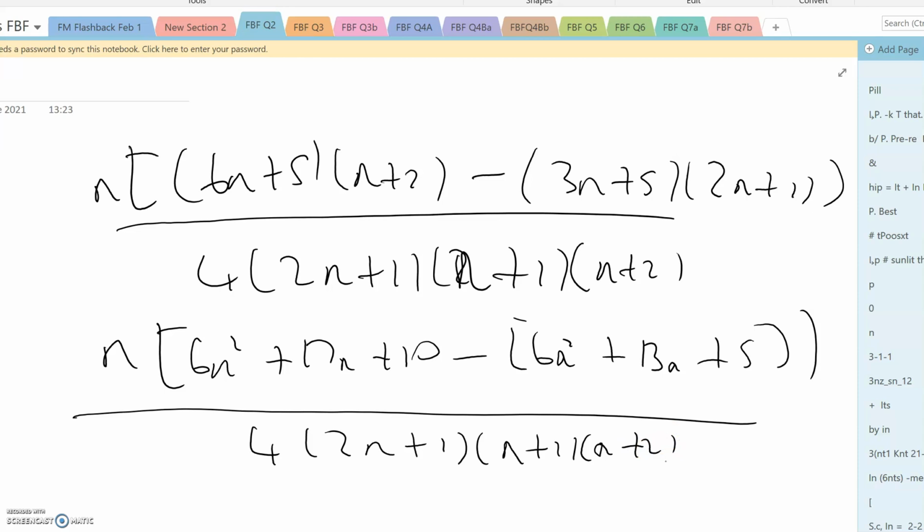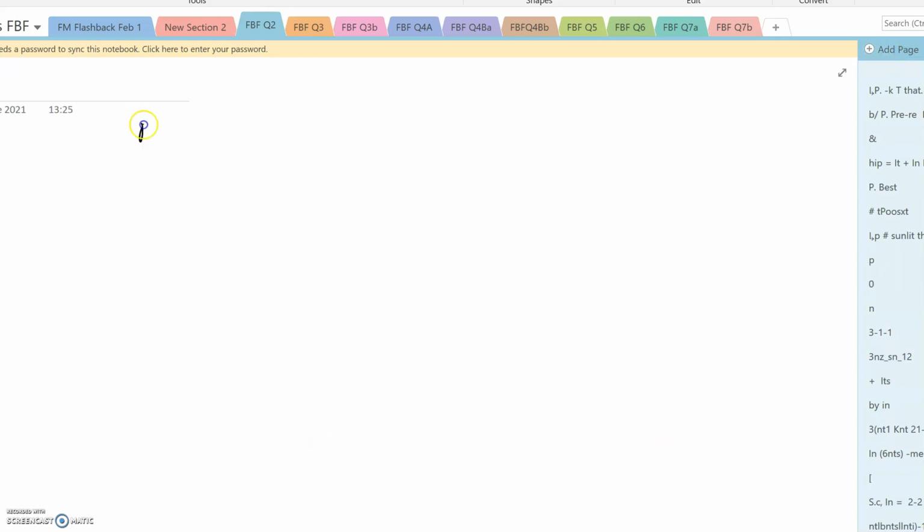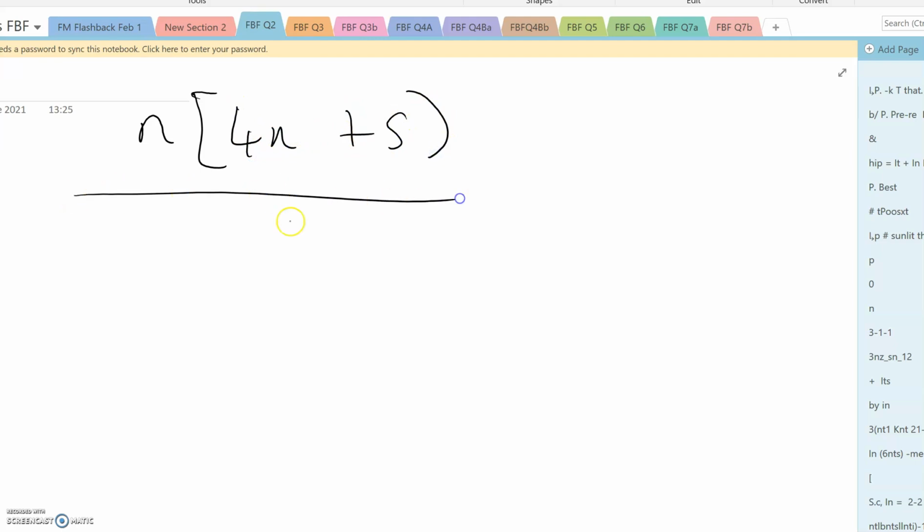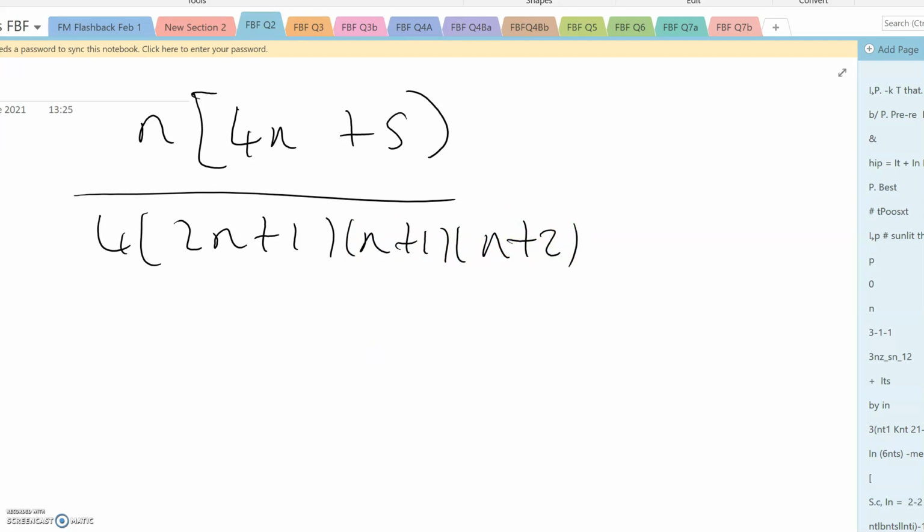Then we subtract like terms from the top, n still there, and we do indeed get 4n as the n term and 5 as a constant term, and it's all over 4, 2n plus 1, n plus 1, n plus 2, and the result is obtained.